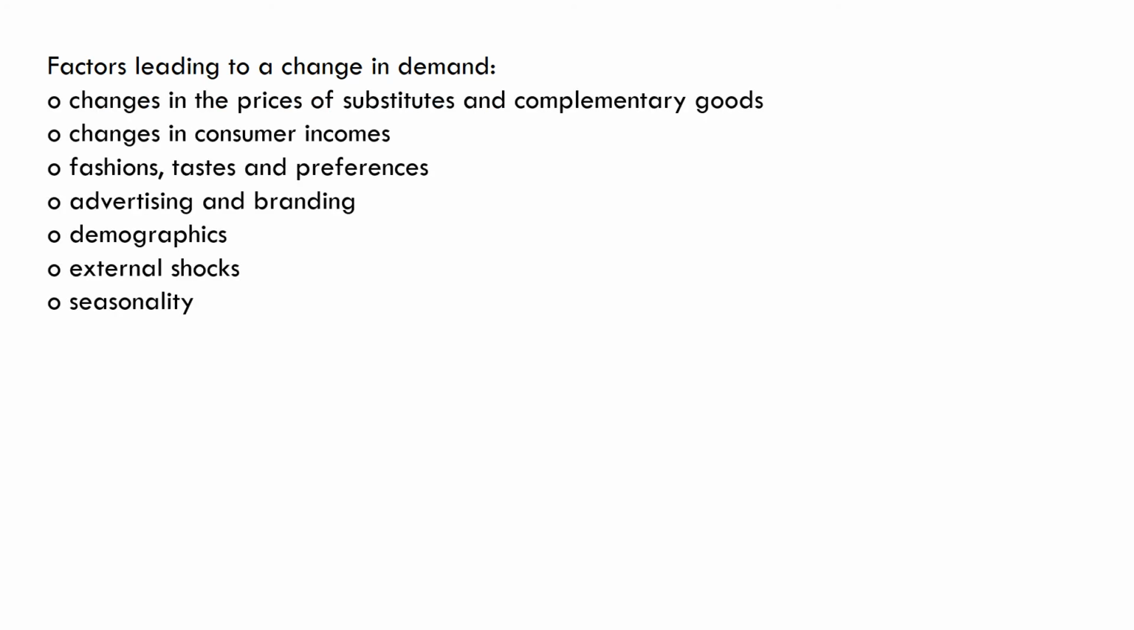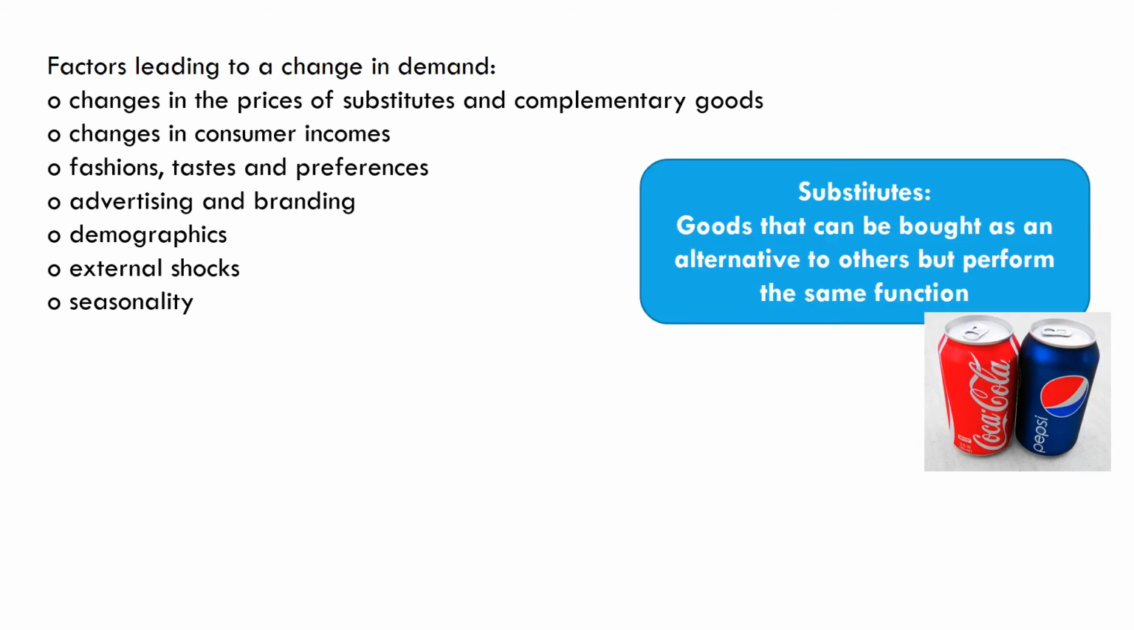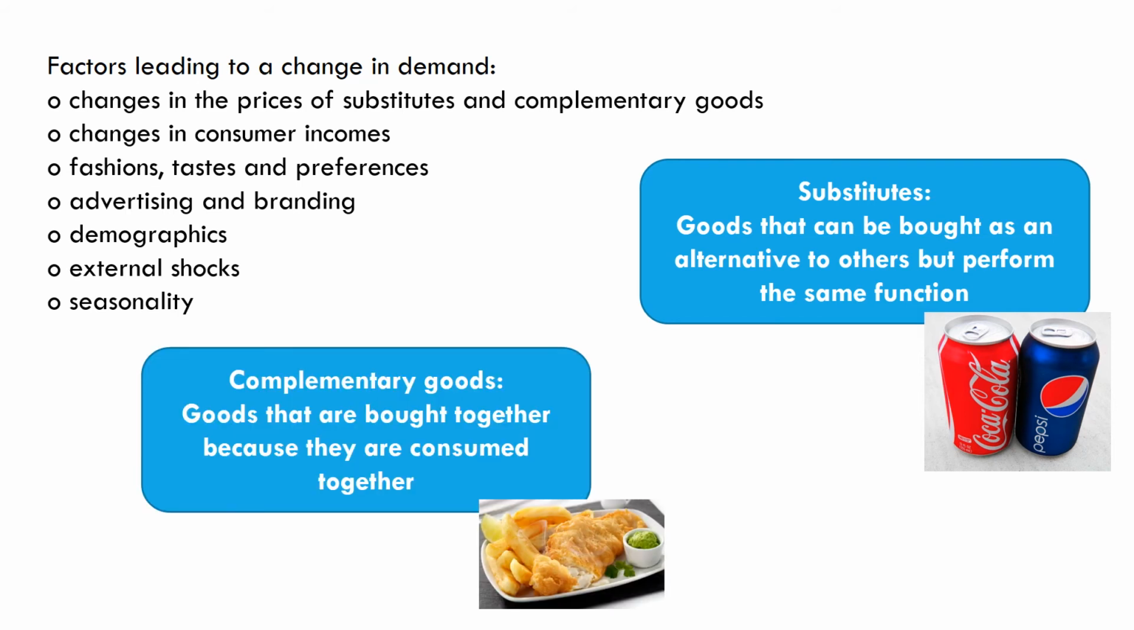So what might cause a change in the level of demand? Well, these would all be factors that would cause the level of demand to change. Two important ones are substitutes. If there are more substitutes entering the market, then we might see a reduction in demand. Or if a substitute becomes cheaper, we might see a reduction in demand. Another one that's important here is complementary goods. So those are goods that are bought together because they're consumed together. For example, in Britain, fish and chips. If the price of fish was to fall, we might see an increase in demand for chips.